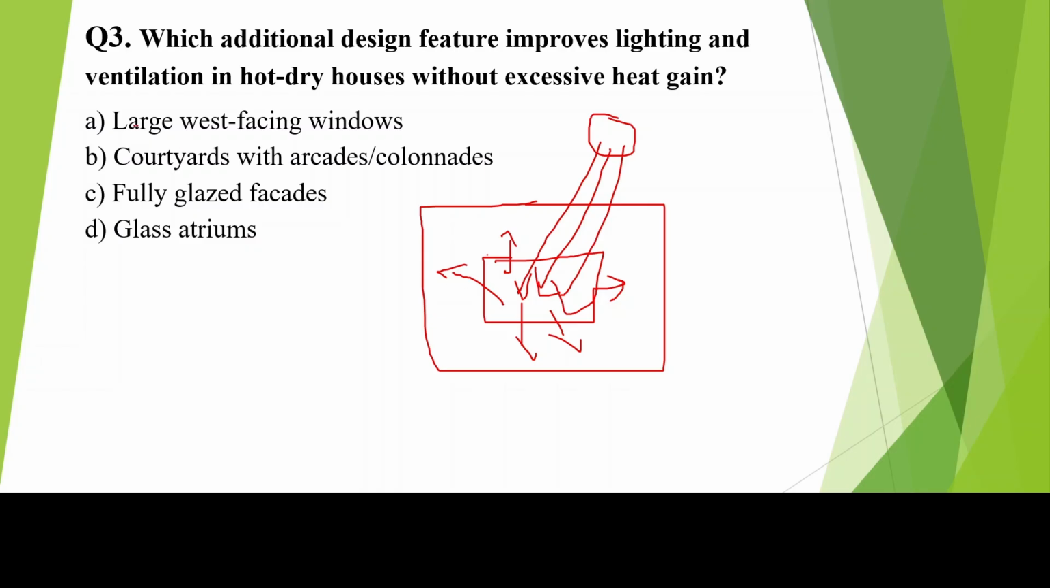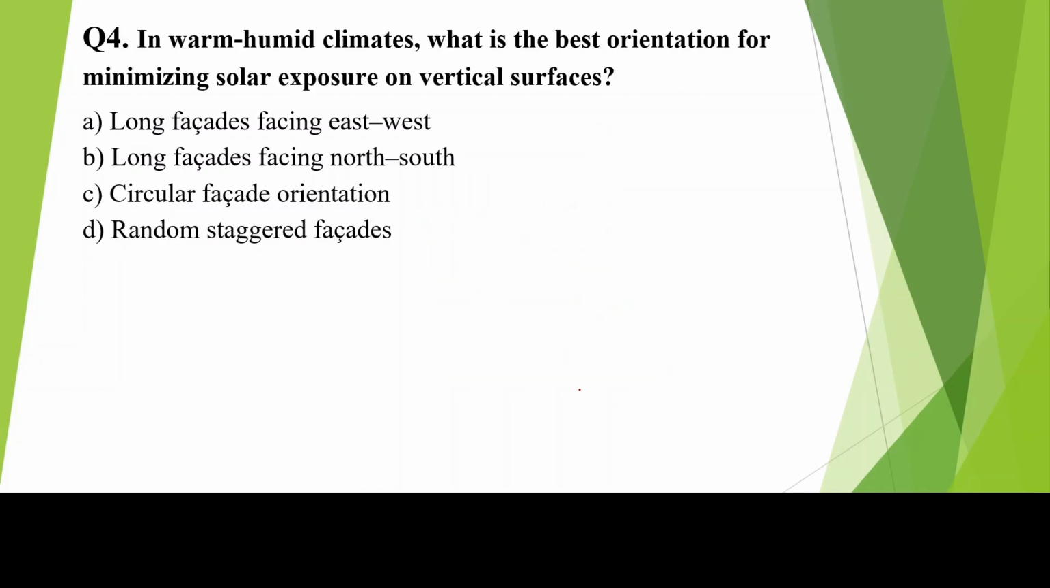So option B, whoever has marked it, has marked it correctly, and B is the correct answer for this question number 3. These small enclosed courtyards allow daylight and ventilation while protecting interiors from the hot and dusty winds. So with this, I hope this is clear to all of you. So let's move to the next question then. Question number 4.